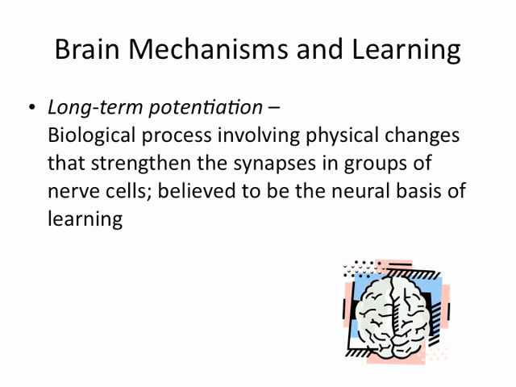Now, brain mechanisms in learning. Long-term potentiation is a biological process involving physical changes that strengthen the synapse in a group of nerve cells, believed to be the basis of neural learning. So what long-term potentiation is, the more you do something, the stronger the synapse in that specific corridor of your brain becomes.